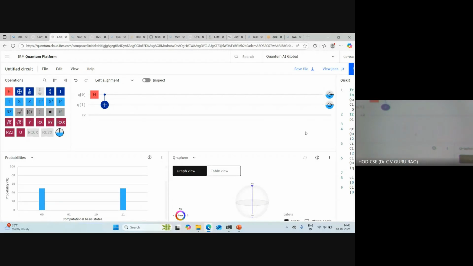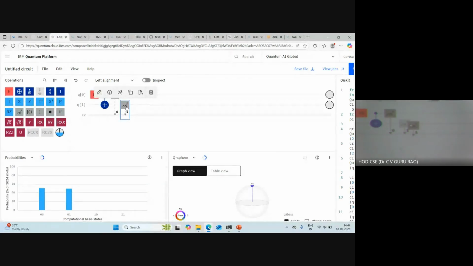Now let's see if we can go for running this circuit. We have to do a measurement in that case. But we will not run it, because for that we have to go to IBM systems and it will take hours to run. So for the measurement, we just put this gate over here. The probabilities are still 50-50% because we have not done a proper measurement yet.